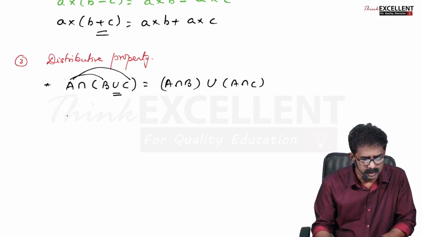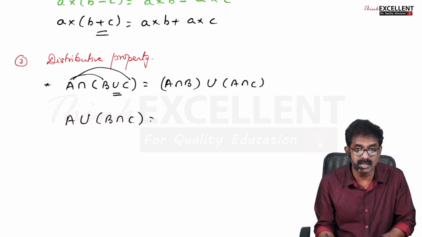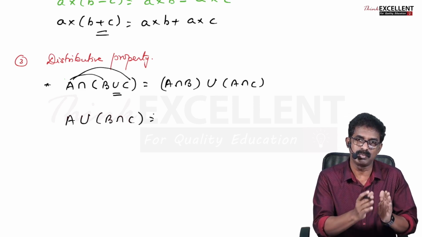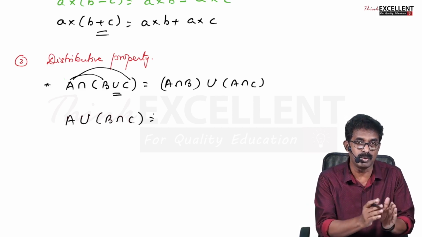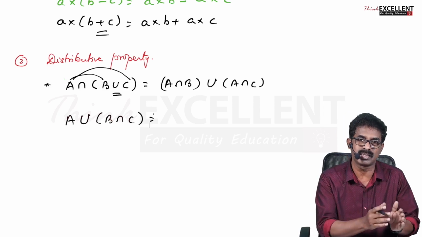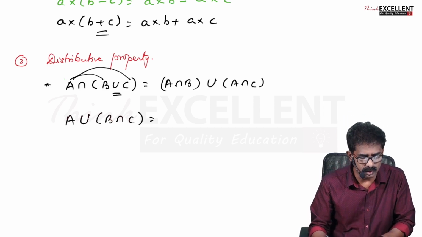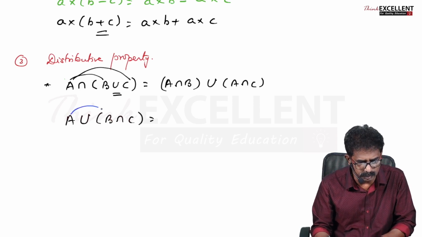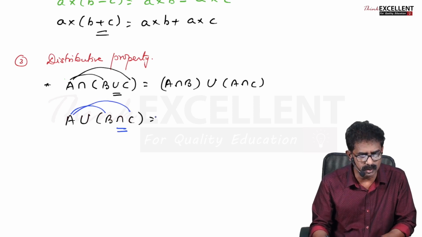And one more. That is A union B intersection C. It is not like associative. Associative means union in both places, or intersection in both places. But here one is union and one is intersection. Our first one is intersection, the second one is union. So A union B intersection C, can you tell me how to write it? A union B intersection A union C.